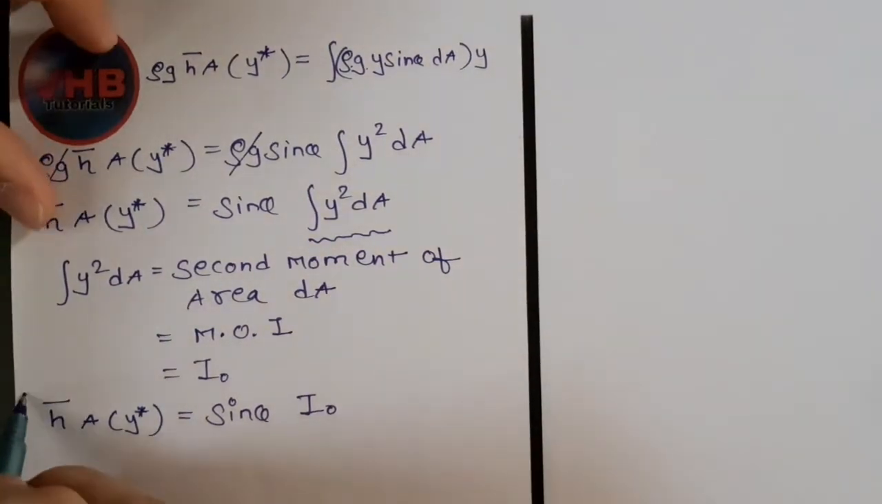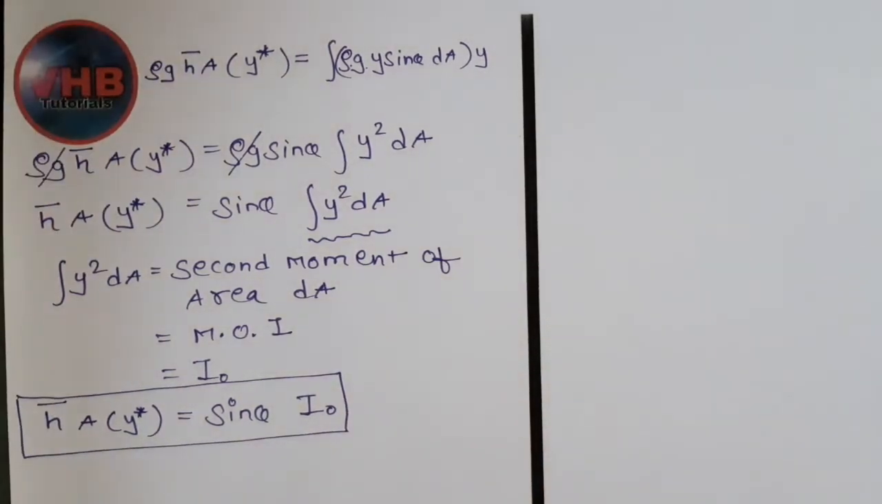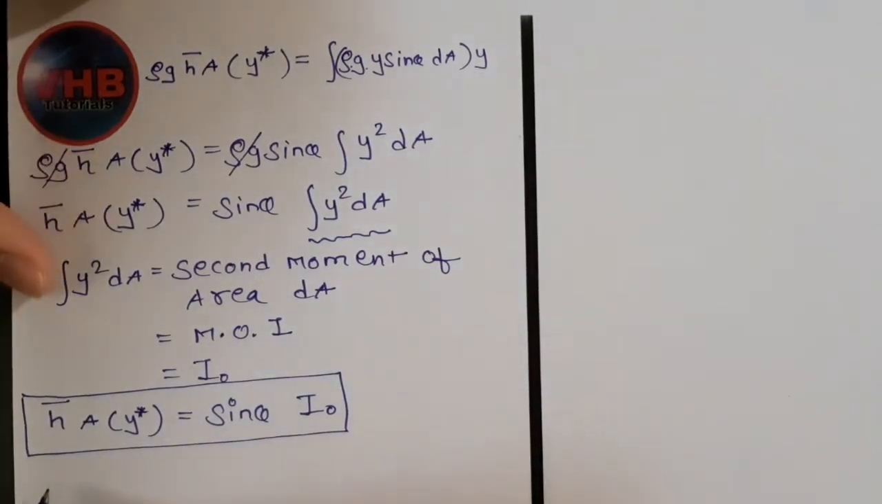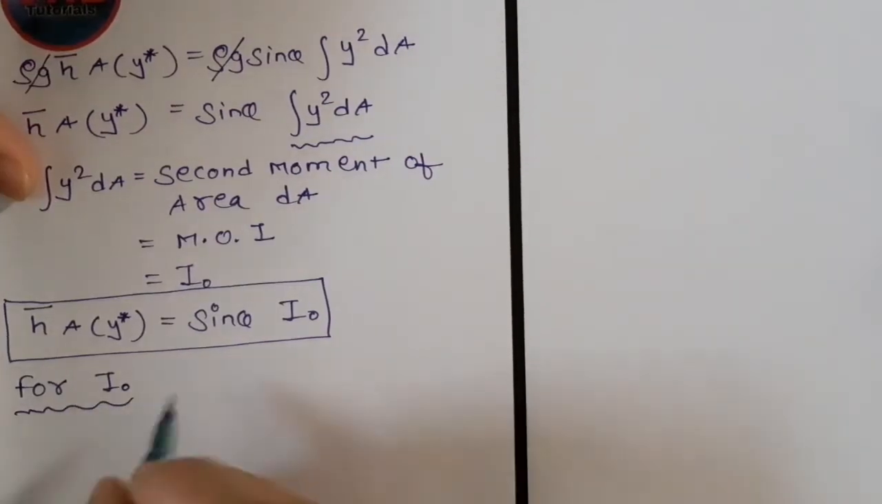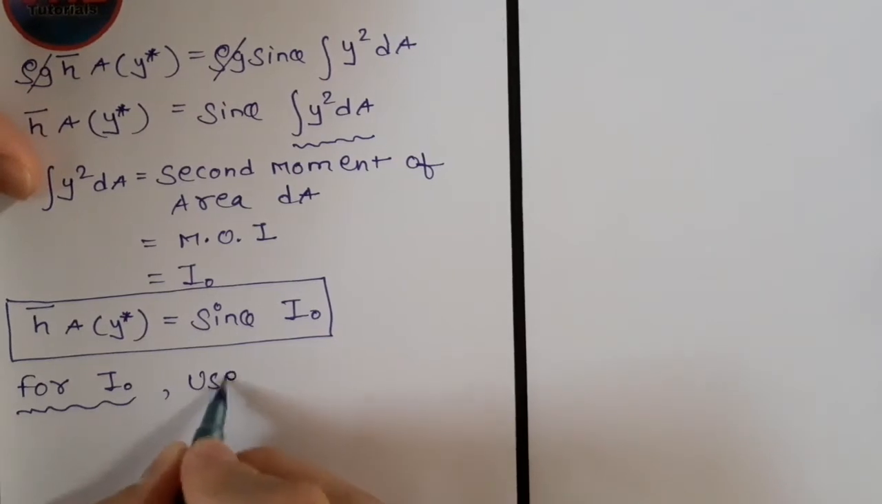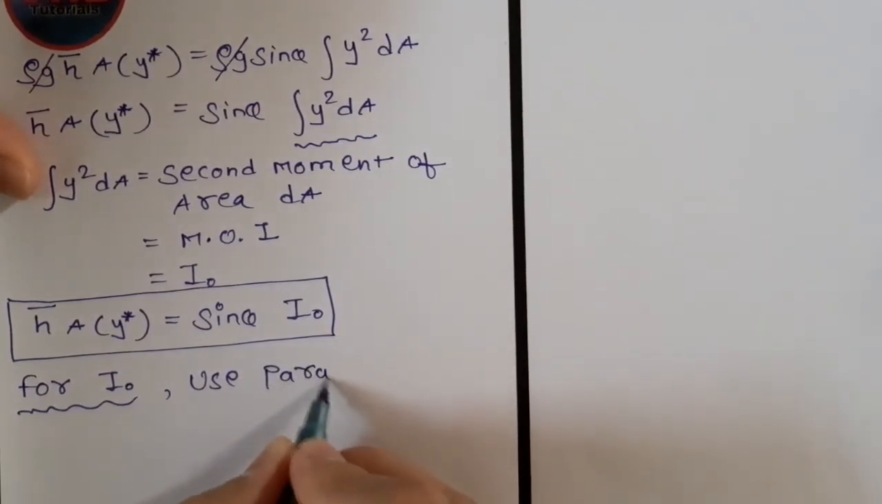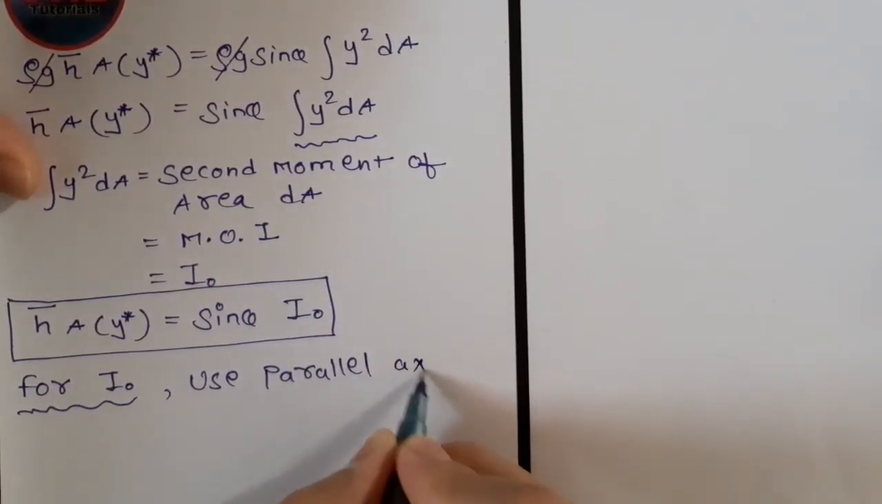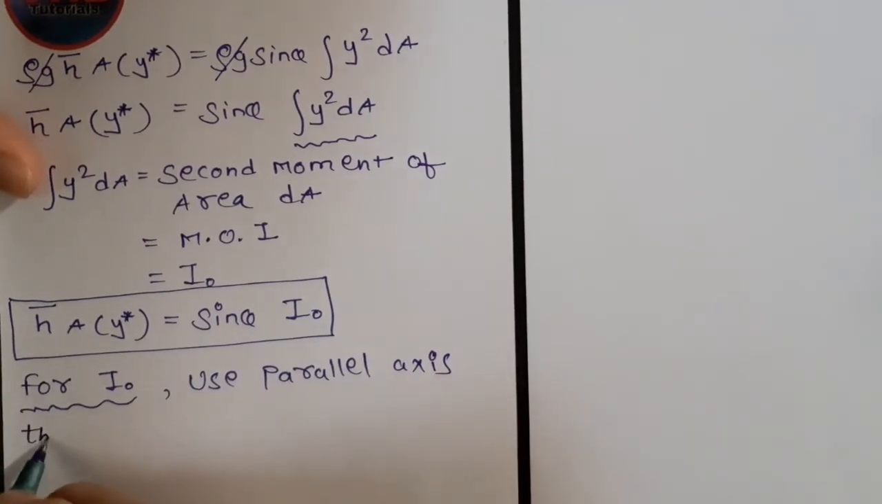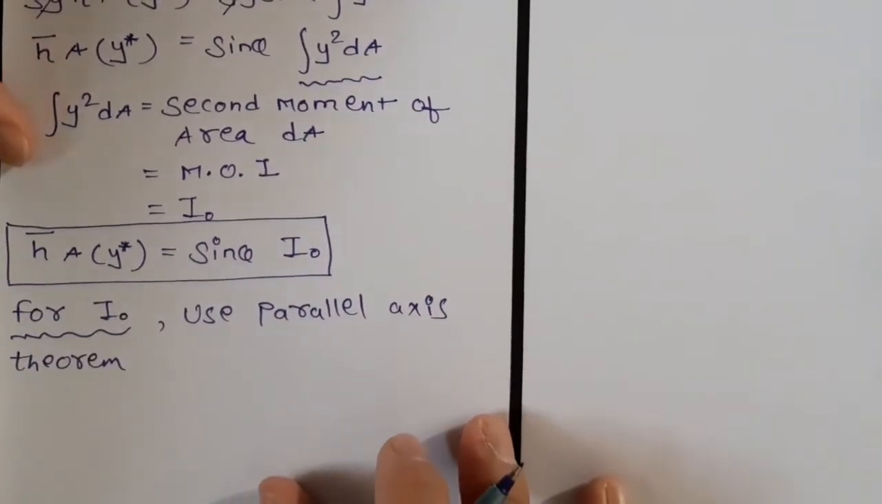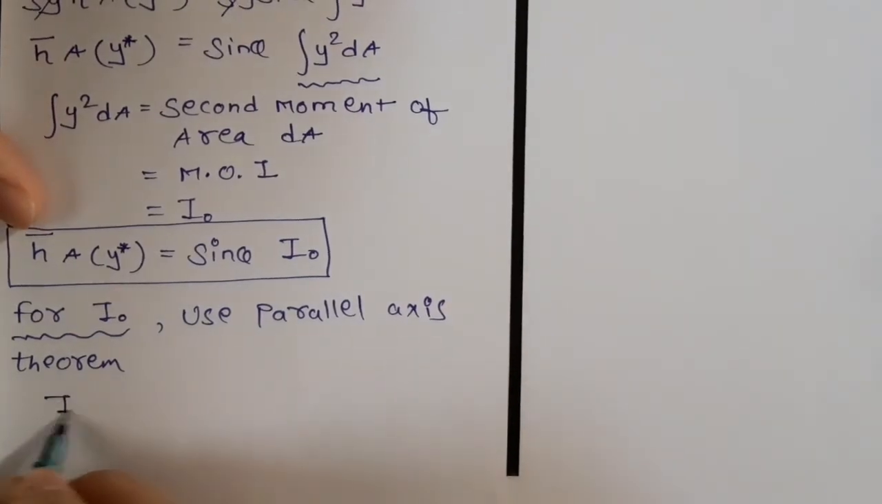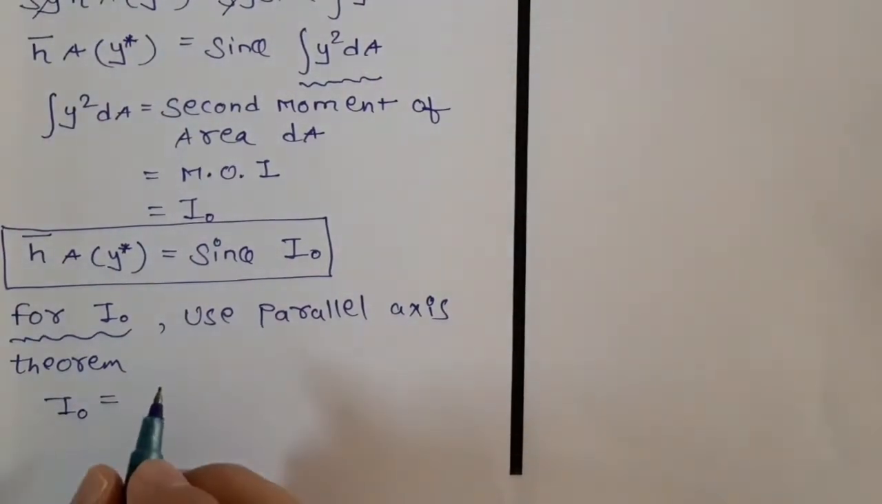So now how can we find IO? IO is the moment of inertia about the OO axis. Okay, so for IO we will use the parallel axis theorem. Okay, so now IO equals, by the parallel axis theorem.